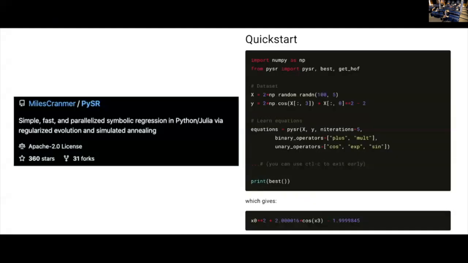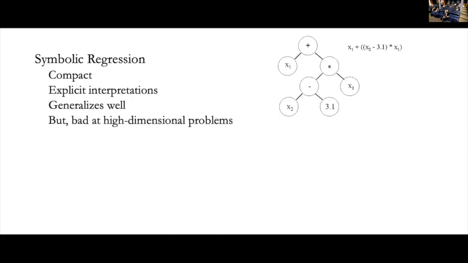So this is the software. It's called PySR. You can get it on GitHub. It's a Python package. I think symbolic regression should be used more in astrophysics, because it gives you an interpretable basis when you learn a relationship. This is an example. You give it some operators, you give it a data set, and it spits out the equation at the end.